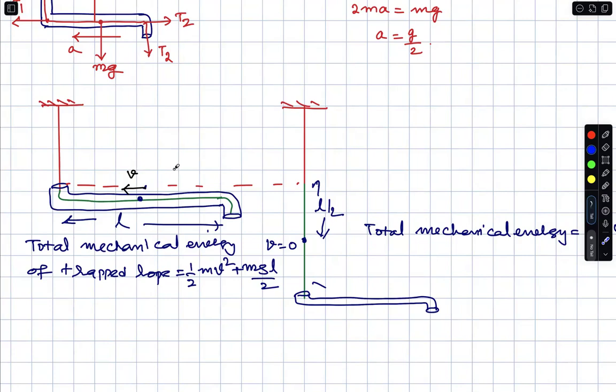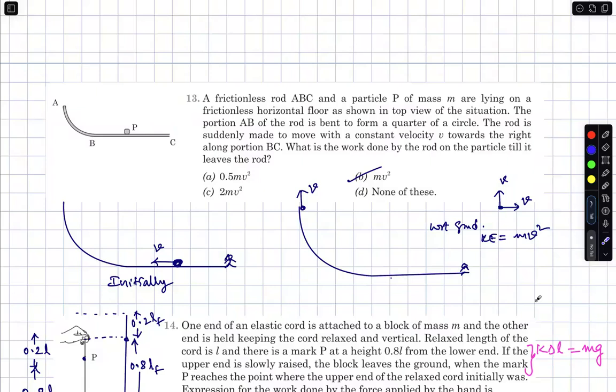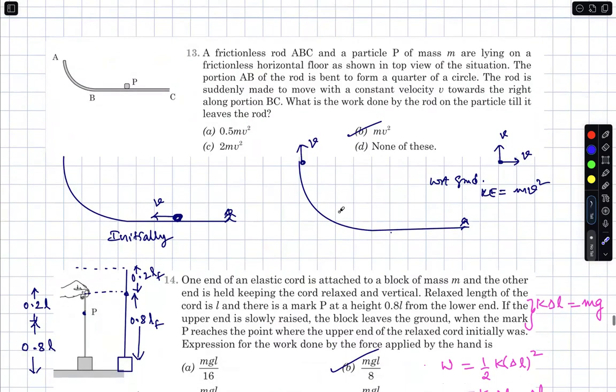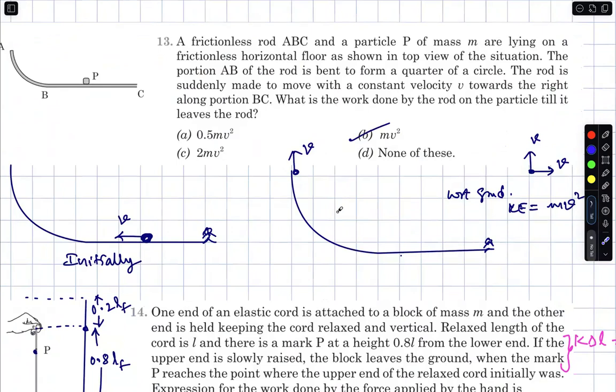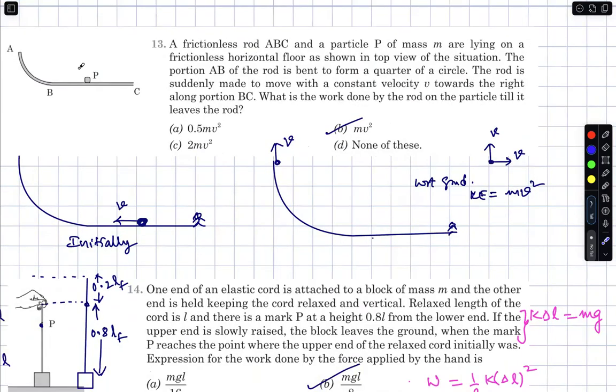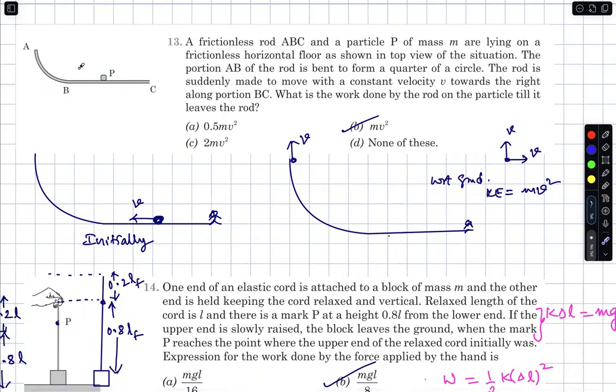Excellent question. Now see, does any mathematics become the criterion for solving this question? Very simple question actually. You can see a frictionless rod AB and a point P of mass M lying on a frictionless horizontal floor as shown. You are actually seeing the top view of all that on the floor; your eyes are above the floor, right?